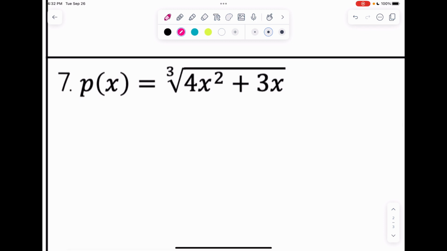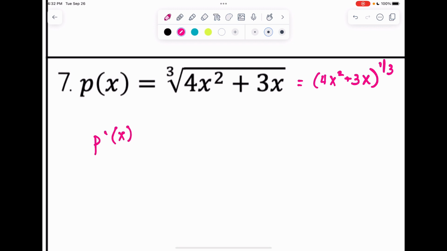For 7, p of x equals the cube root of 4x squared plus 3x. Before taking the derivative, I always rewrite my radicals so that they have a rational exponent. So I'm going to rewrite this to the 1/3 power. Let's take the derivative of the outside. The outside has an exponent or a power. So using the power rule, we bring that down and we subtract 1 from the exponent. And then we're going to multiply by the derivative of the inside, which is going to be 8x plus 3.